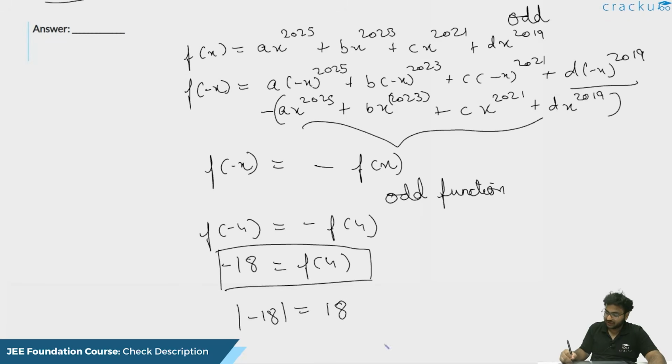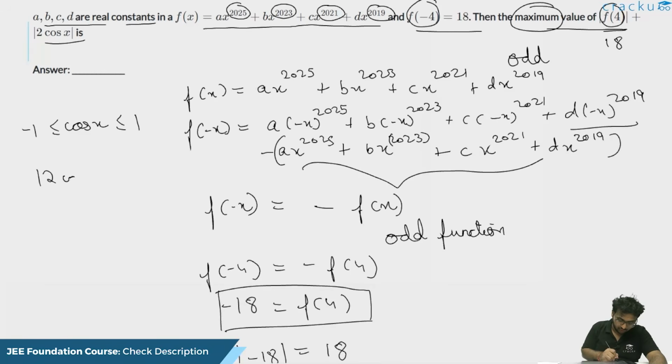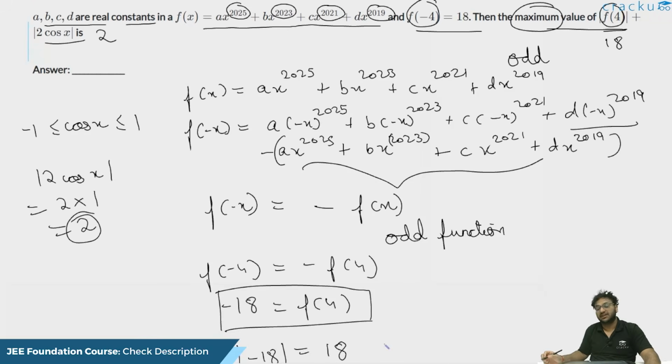Okay. So we got the value of mod of f of 4, which is 18, plus mod of 2 cos x. Now the maximum value is asked. What is the maximum value of cos x? Cos x lies between minus 1 and 1, so the maximum value will be 1. So the maximum value of mod of 2 cos x will be 2 into 1, which is equal to 2. So our answer would be 18 plus 2, which is equal to 20. Hence 20 is the correct answer.